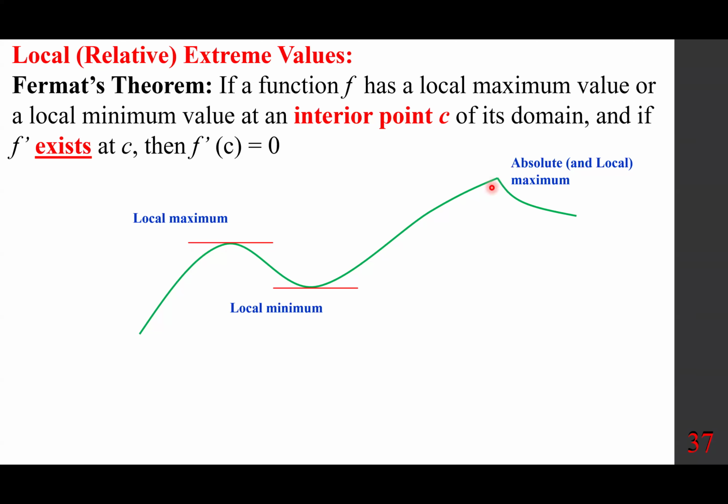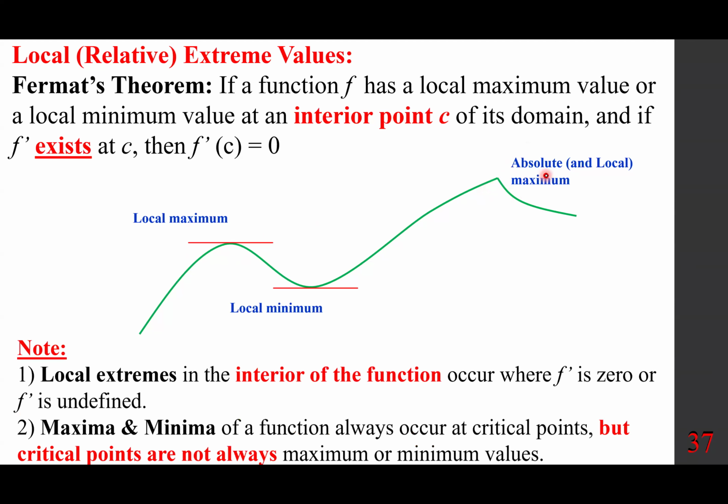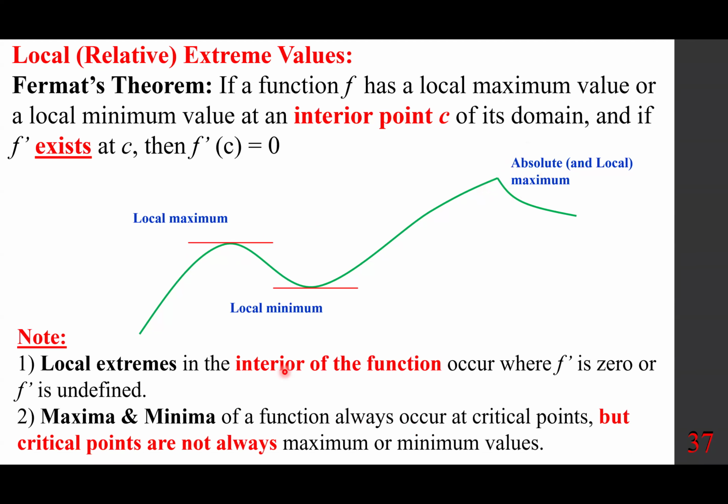But this one is a sharp corner, so f prime doesn't exist. This is the local max because there is no other point having a larger y coordinate. It is also an absolute. Note, local extremes in the interior of the function occur where f prime is 0 or f prime is undefined. Maxima and minima of a function always occur at critical points. But critical points are not always maximum or minimum values. We have to further investigate them.